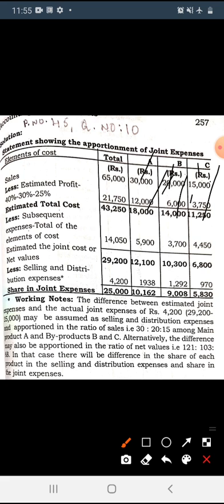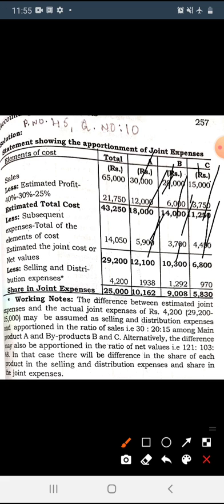Minus subsequent expenses. Subsequent expenses you just total: 5,900, 3,700 and 4,450. Then we are getting the net value for joint cost: 12,100, 10,300 and 6,800. Here one more thing, less selling and distribution expenses is there, right? How much selling and distribution is not directly given in the problem, but you have to assume.